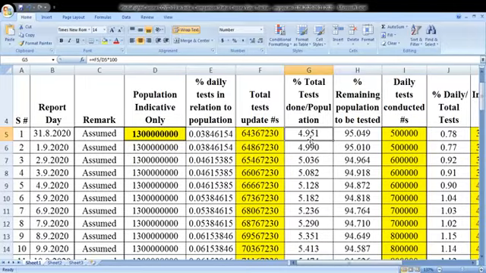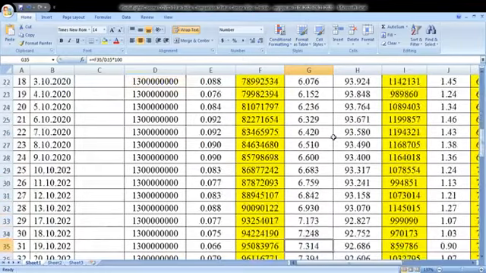So that's number one. F5 is the total test update, and D5 is the total population. So the formula is F5 divided by D5, multiplied by 100, and you get this. This all is a result, and you can't change it, this is not in our hands, but it is a result and we have to interpret that.